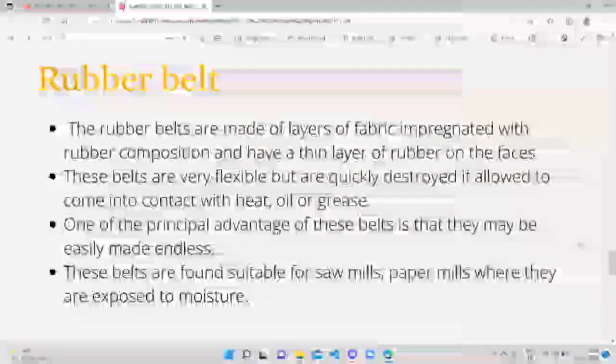As we know, the eraser we use, which is made of rubber, is also flexible, and it is also easily destroyed after a saturation point. It is quickly destroyed if allowed to come in contact with heat, oil or grease. One of the principal advantages of these belts is that they can easily be made endless. These belts are found suitable for sawmills and paper mills, where they are exposed to moisture.